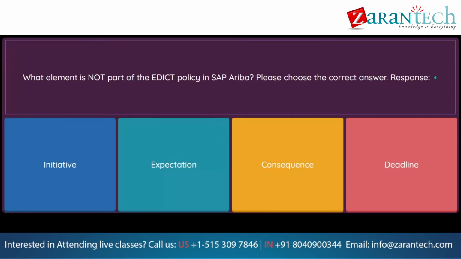Question: what element is not part of the escalation policy in SAP Ariba? Please choose the correct answer. Response: Option 1, initiative. Option 2, expectation. Option 3, consequence. Option 4, deadline.